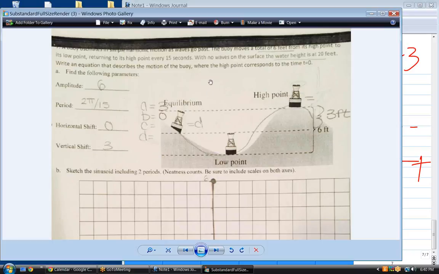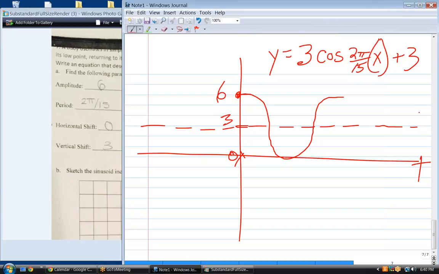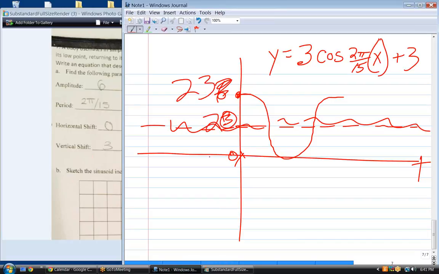The only part that I didn't take into account was this part here that says, with no waves on the surface, the water height is at 20 feet. What that means is that, in other words, when there's no waves, it's a flat line, right? Well, the water surface is going to be right here. So that dimension is not 3, it's 20. This is now 23. This is 20, or, excuse me, 17.